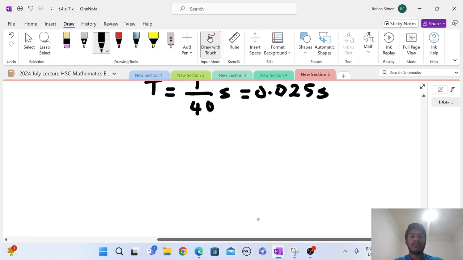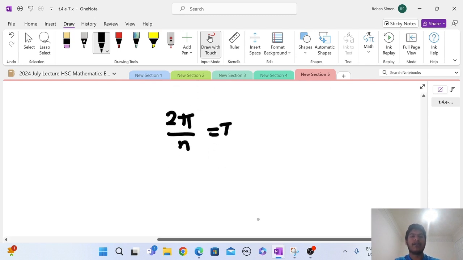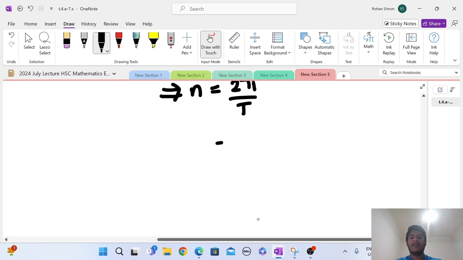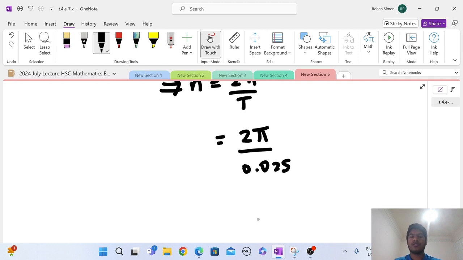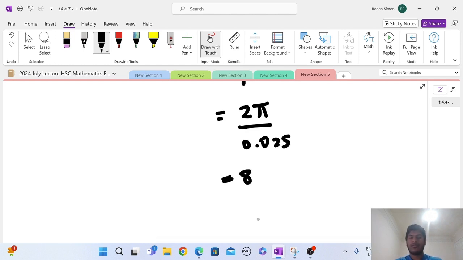Why does that help with developing our equation? Well, that's going to help us get n. Because remember, 2 pi on n is the period, and hence we can go the other way and say that n is 2 pi over the period. And so we have 2 pi divided by 0.025. So that gives us 80 pi.